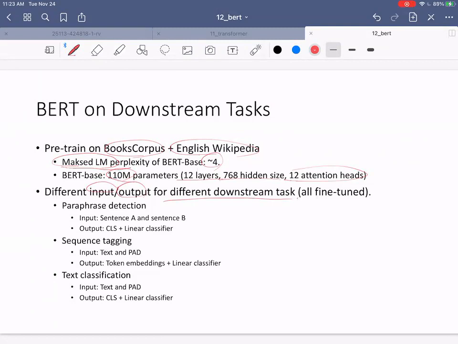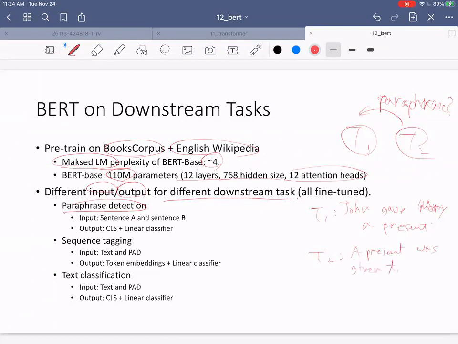So if you're doing paraphrase detection, given text one and text two, is text two a paraphrase of text one? Are they the same thing? For example, T1 could be 'John gave Mary a present', and T2 could be 'A present was given to Mary by John', something like this. So T2 is a paraphrase of T1. It's a classification task, basically.